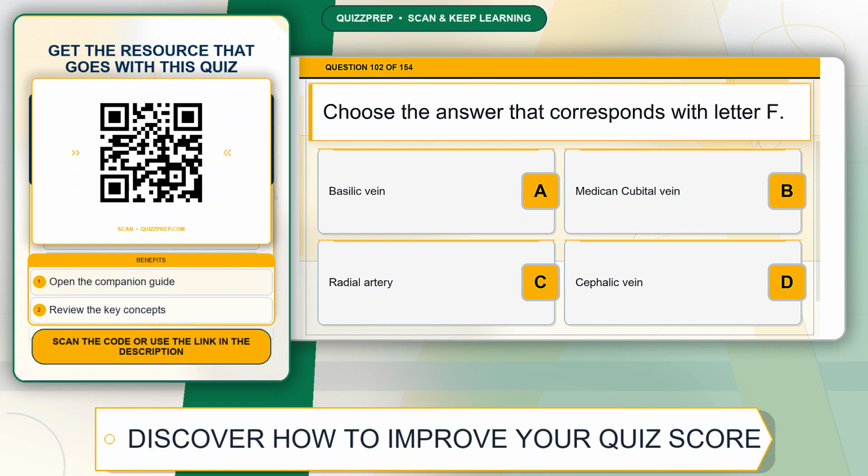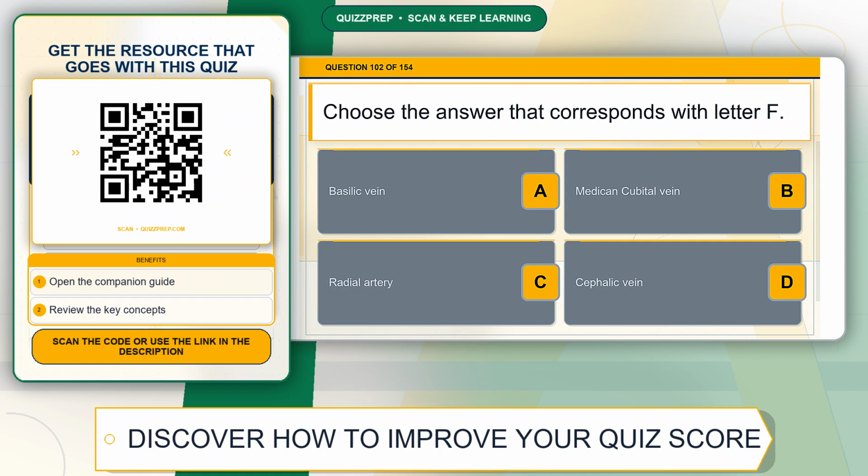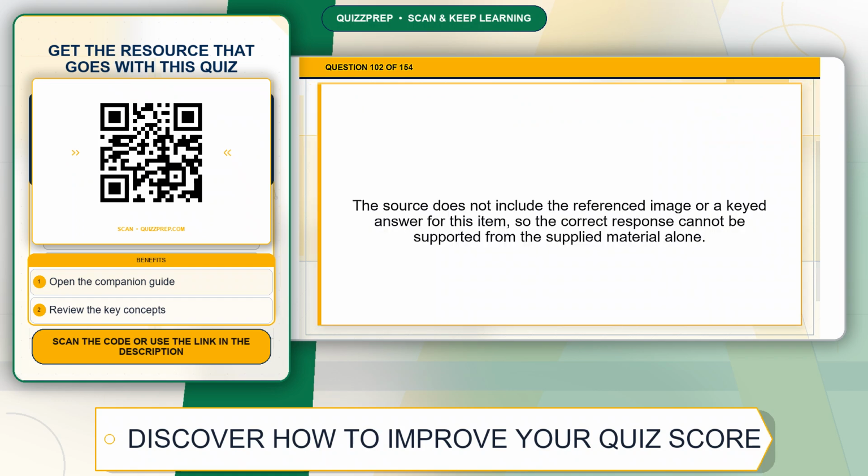Question 102. Choose the answer that corresponds with letter F. Option A, basilic vein. Option B, median cubital vein. Option C, radial artery. Option D, cephalic vein. The correct answer is now shown. Explanation. The source does not include the referenced image or a keyed answer for this item, so the correct response cannot be supported from the supplied material alone.